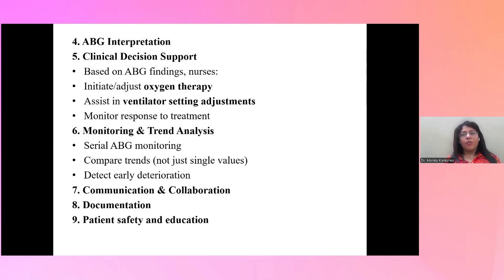Communication and collaboration is a vital parameter. Once you have the ABG in your hand and you get an indication of clinical deterioration, you have to collaborate with your intensivist. You have to call them to come and act fast, and help them in their decision-making, for the betterment of the patient.